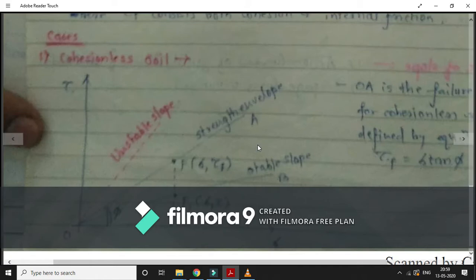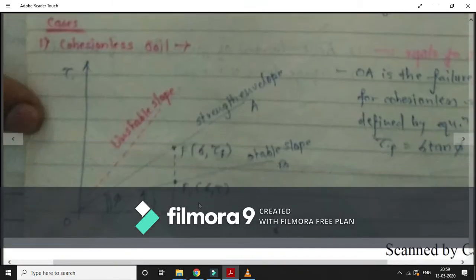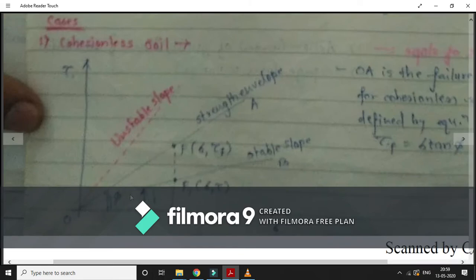Now I want the factor of safety. So this is tau f divided by tau. You can see here for all these points tau f is always greater than tau. If I apply this sigma here, this is tau f. If I apply sigma like this, this is tau and this is tau f. So all the time tau f is greater.